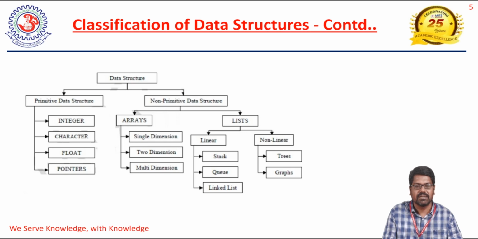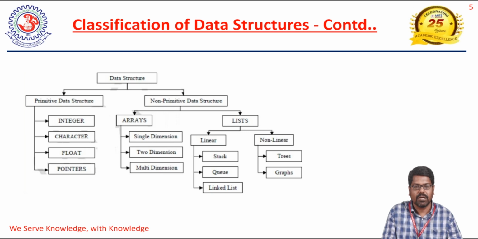If you look into this particular slide, here we have given the classification of data structures into primitive and non-primitive categories. Under primitive, we mentioned integers, character, float, and pointer. These are all basic data structures that directly operate on the machine instructions, and they have different representations on different computers. That's why they are called primitive data structures.